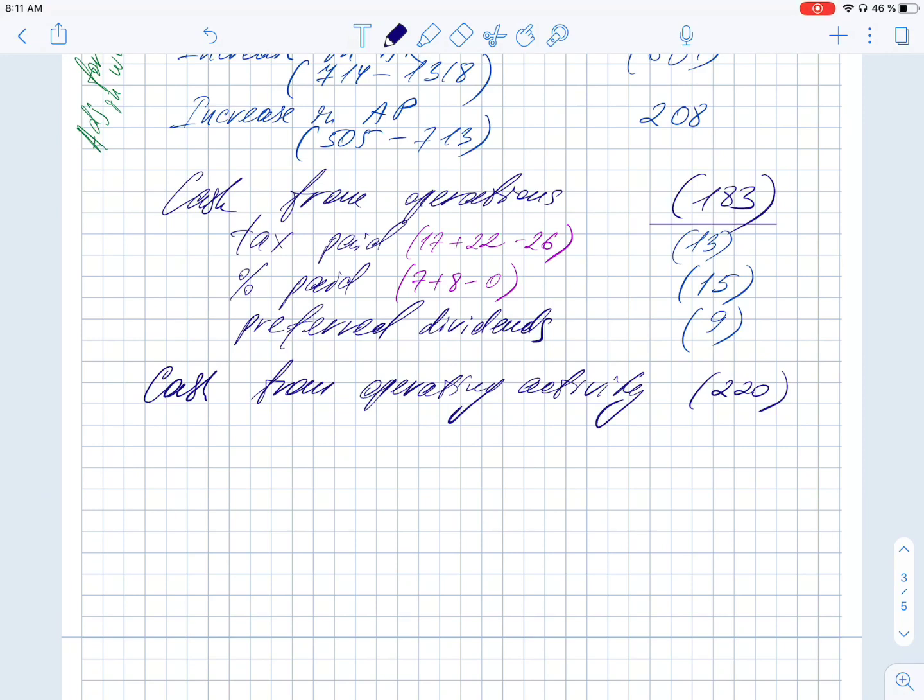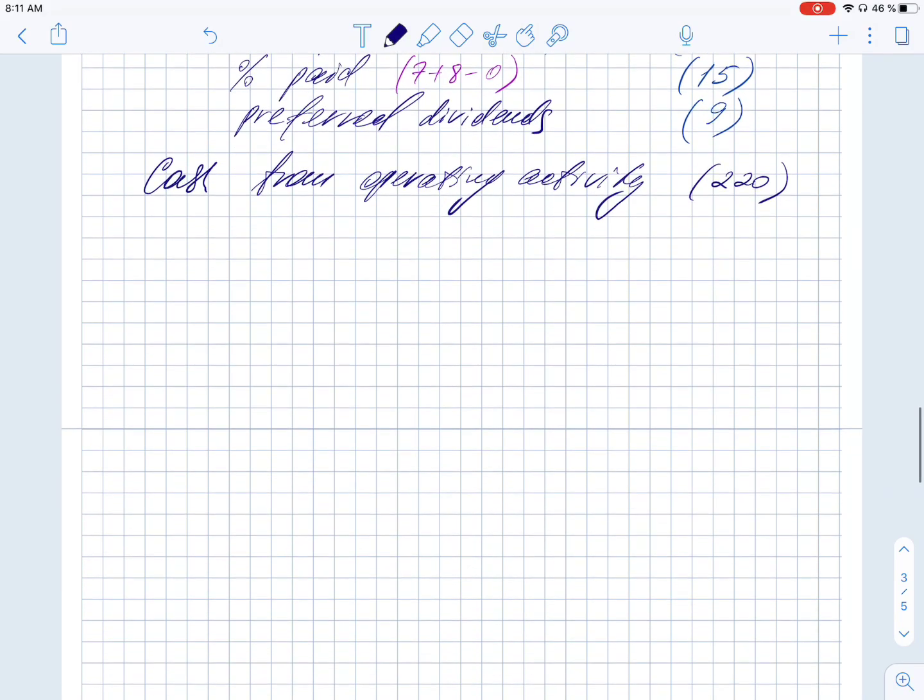But before, we have to fill in sections considering investing and financing activity of the firm. So let's move to the next section, cash from investing activity. Cash from investing activity deals with receipts or proceeds and payments for non-current asset acquisition.